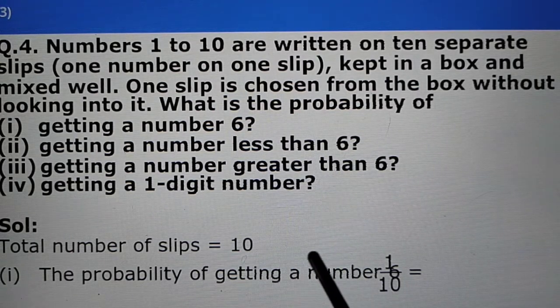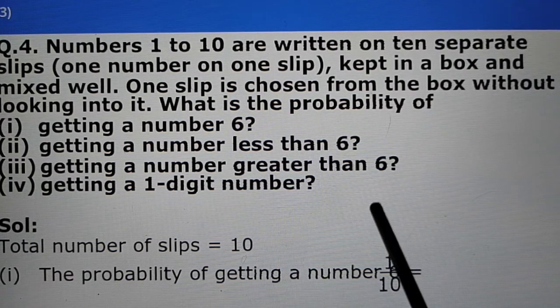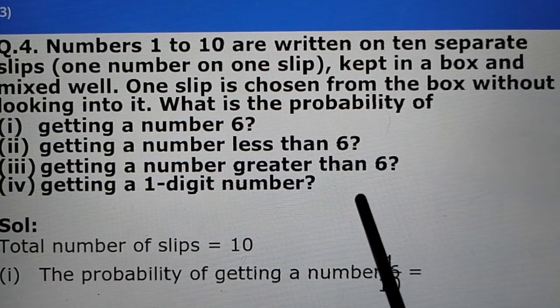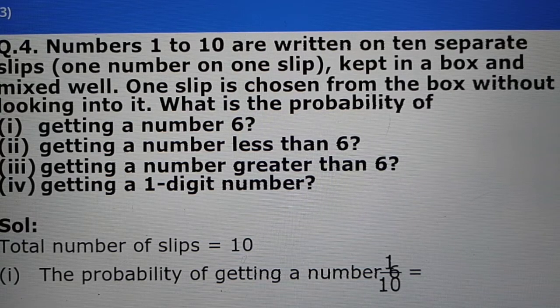So we have to write the answer. Total number of slips are 10. The probability of getting a number 6 is equal to 1 by 10. So 1 by 10 is the probability of getting a number 6. Alright, so we get the answer is 1 by 10.